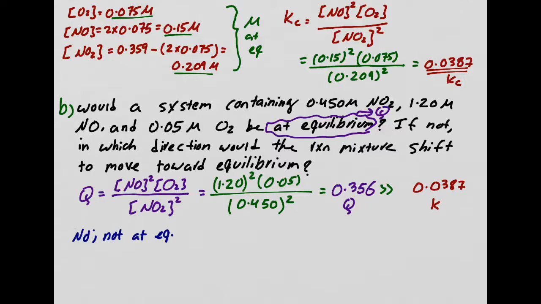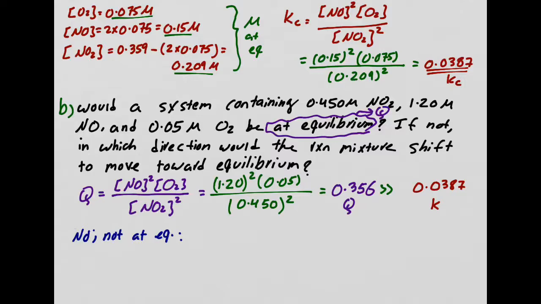So we figured out Q, we compared it to K. We know that Q is a lot larger than K. So what that means is what? What do we need to do to reach equilibrium? Think about this. What do we need to do to reach equilibrium? You can mute me, pause me, think about this.